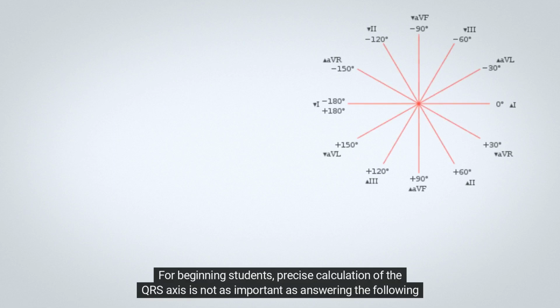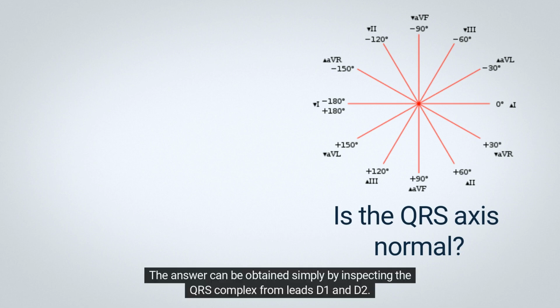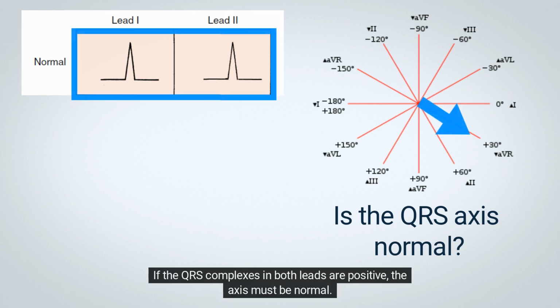For beginning students, precise calculation of the QRS axis is not as important as answering the following key questions. Is the QRS axis normal, or is LAD or RAD present? The answer can be obtained simply by inspecting the QRS complex from leads D1 and D2. If the QRS complexes in both leads are positive, the axis must be normal.